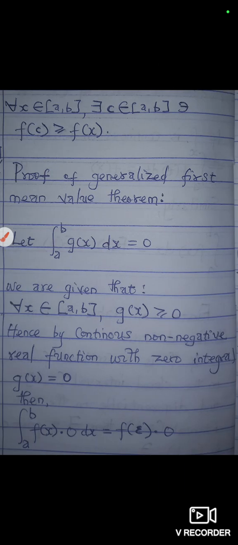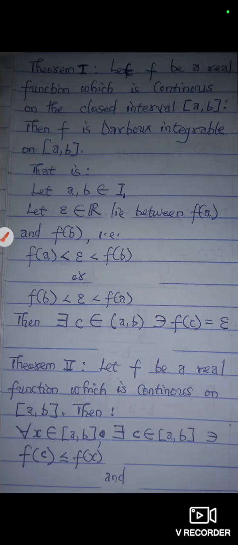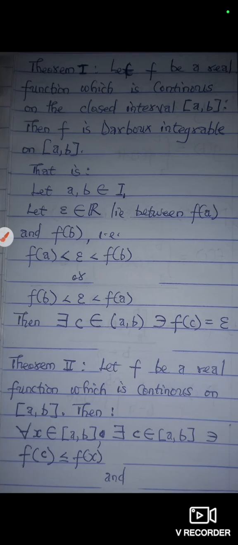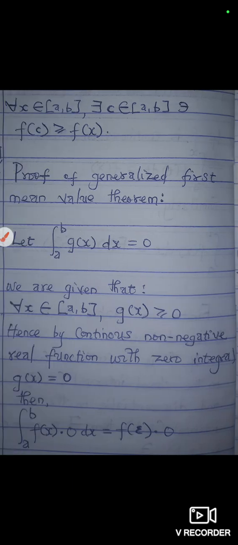I think this theorem is the extreme value theorem. Theorem 1 is talking about the intermediate value theorem, while theorem 2 is the extreme value theorem. Now, we'll use these theorems to prove the generalized first mean value theorem.